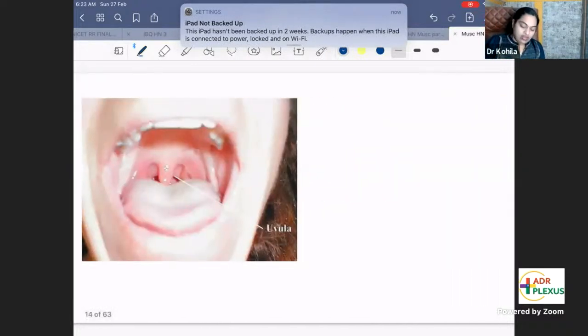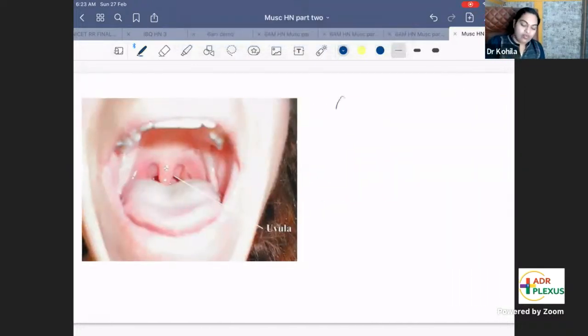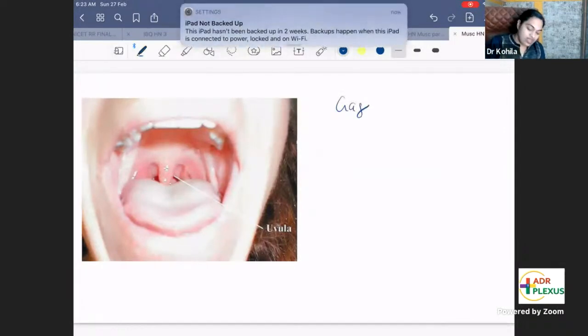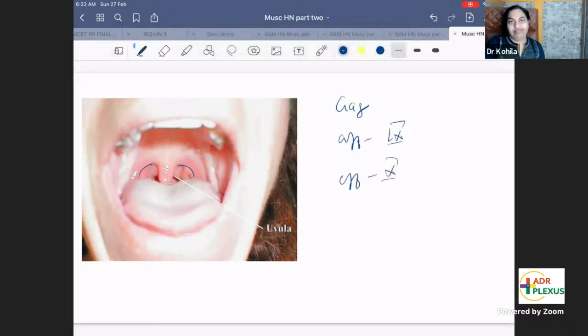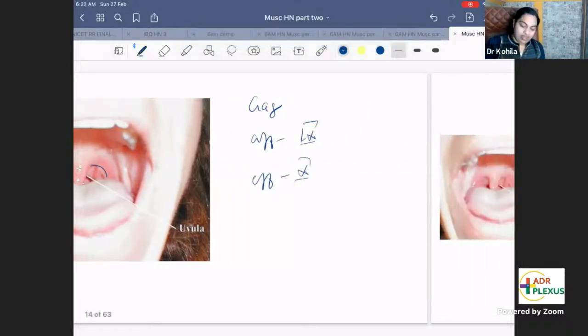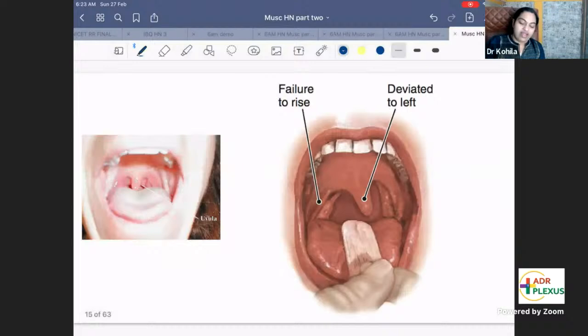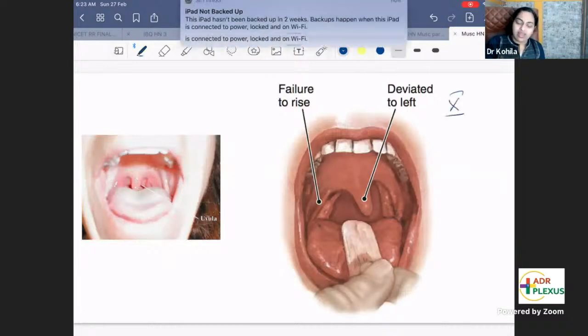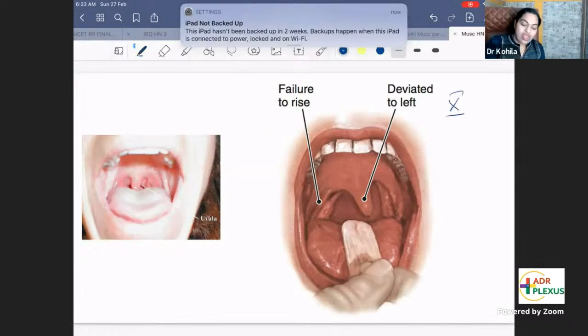So the gag reflex, all of you must be knowing, right? Where you stroke the posterior wall of the pharynx, you can see the elevation of the soft palate. Afferent component is via the 9th nerve. Efferent is the 10th nerve. Okay. What happens when there is a lesion of the vagus? The uvula deviates to the normal side.